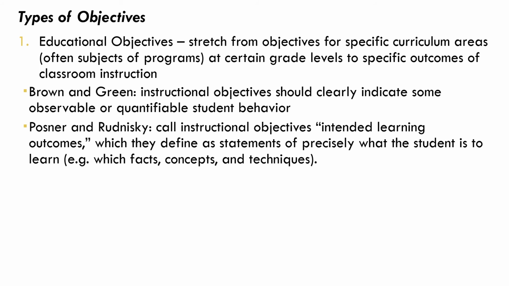For educational objectives, it's clear, you can see them in the K-12 curriculum guide. We have different educational objectives for different grade levels. According to Brown and Green, instructional objectives should clearly indicate some observable or quantifiable student behavior. Why some? Because most likely your educational objectives are broad. Posner and Rodnitsky call instructional objectives intended learning outcomes, which they define as statements of precisely what the student is to learn, for example, which facts, concepts, and techniques.